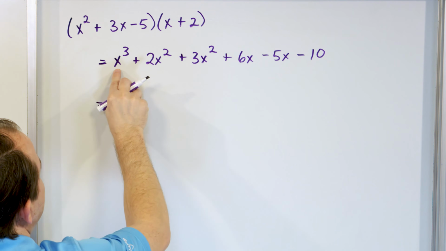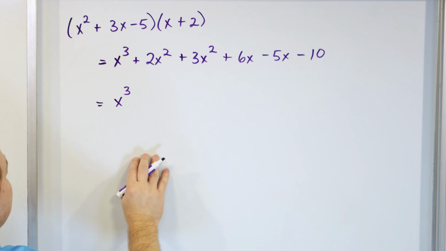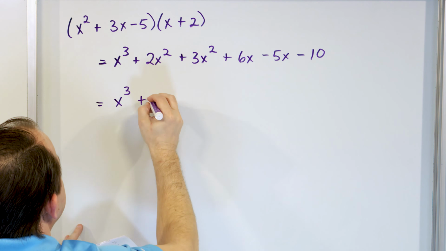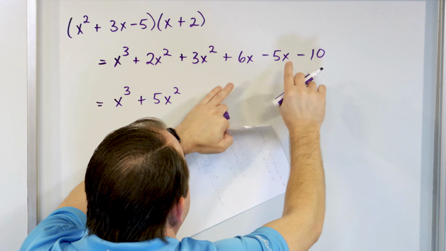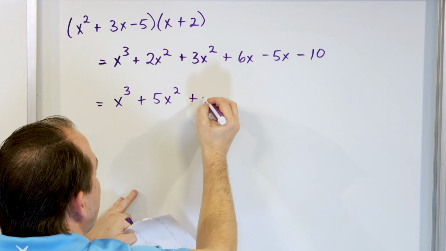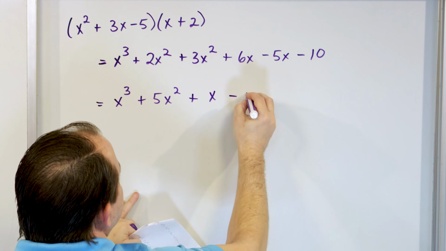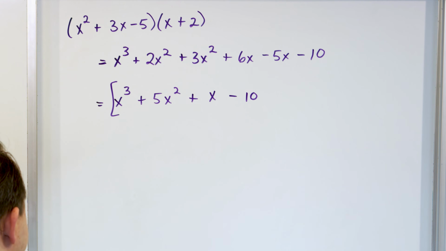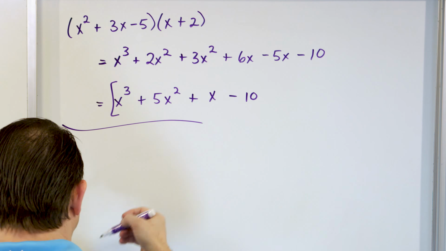So then we say, how many x cubes do we have? We have none, so this is just going to remain x cubed. How many x squares do we have? Well, I have one right next door, so 2 plus 3 is 5, x squared. And then these are like terms. What is 6 minus 5? It's going to give you 1, so just write it as x because it's really 1x. And then you have minus 10. And this is the final answer. Let's double check. X cubed plus 5x squared plus x minus 10. So that's the final answer.